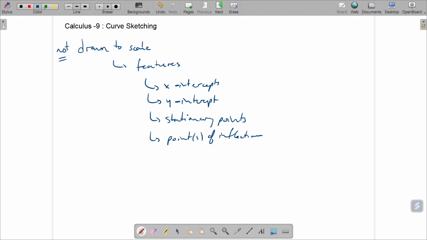Now, again, we know that for an x-intercept, we need to make y equal to 0. To find a y-intercept, we need to make x equal to 0. If you're looking for a stationary point, you make the first derivative equal to 0. And what we've seen in a recent video is that to find a point of inflection, you would make the second derivative equal to 0. So I'd like you to really take note of this idea that pretty much every single time that you are trying to find a key feature of a graph, you're making something equal to 0.